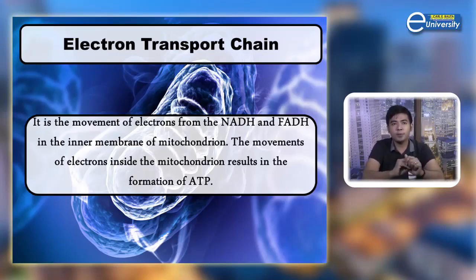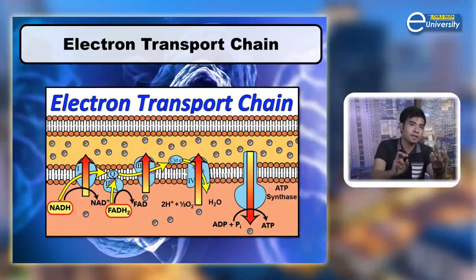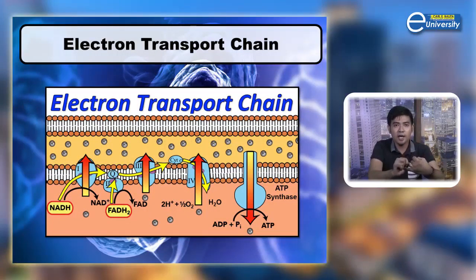The electron transport chain is the movement of electrons from NADH and FADH in the inner membrane of the mitochondrion. The movement of electrons inside the mitochondrion results in the formation of ATP molecules. I have here the diagram of the electron transport chain. Again, the main raw materials for the electron transport chain are the products of the Krebs cycle, which are the NADH and the FADH, the nicotinamide adenine dinucleotide and the flavine adenosine dinucleotide. So they will further be used in the transport chain.